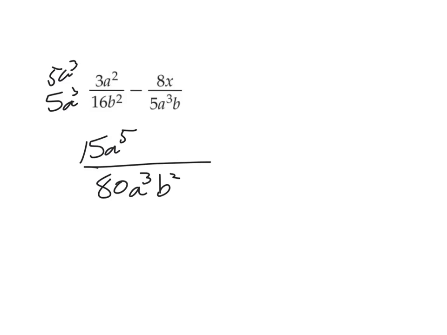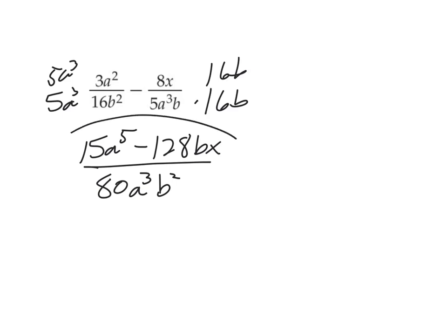And then over here I have to multiply by 16b. So this is minus 128bx. So you can do that. So those of you who had that interim step where you had two separate fractions, ultimately I'm going to subtract the tops anyway. So if you want to skip that little step, you can do it all in one. How many had that? Okay, good. Are there any questions on it before we move on to one with polynomials?